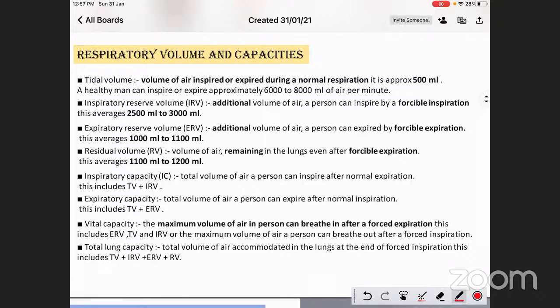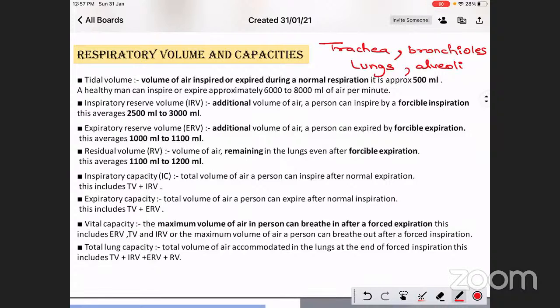So, we all know that in the respiratory system, in the respiratory tract, there is the presence of trachea, there is the presence of bronchioles, lungs, or we can say alveoli. Okay. So these are all structures in which anything can be filled.